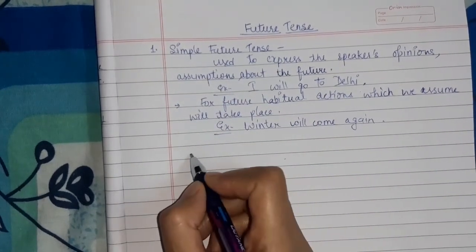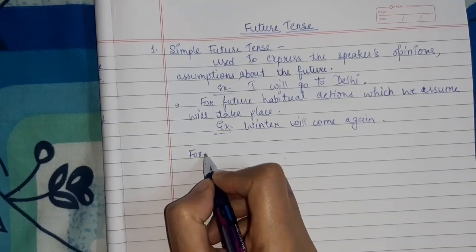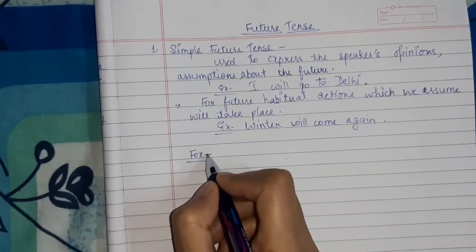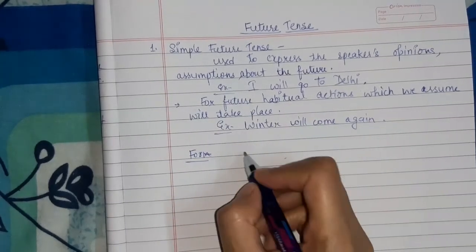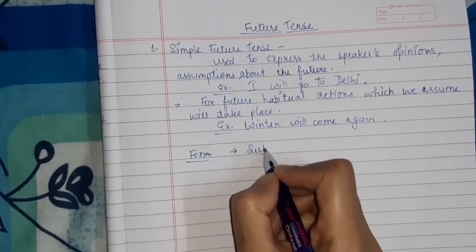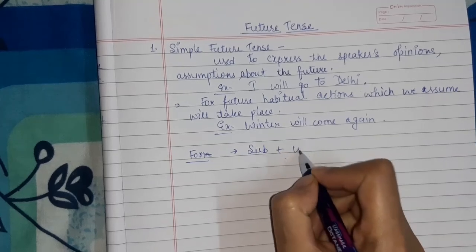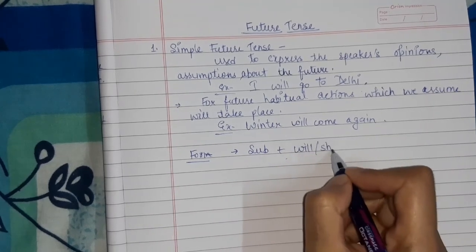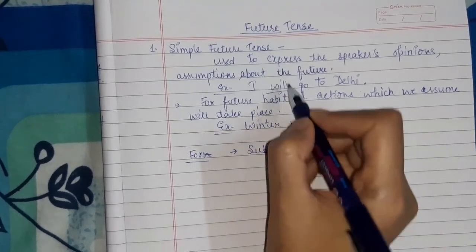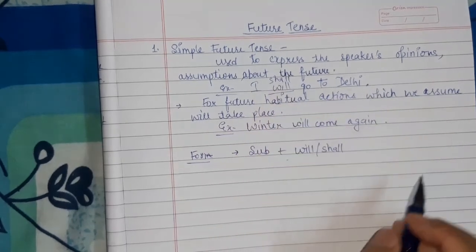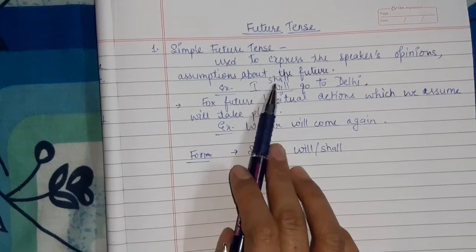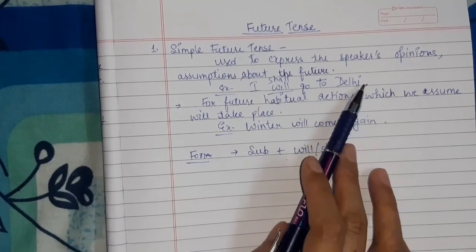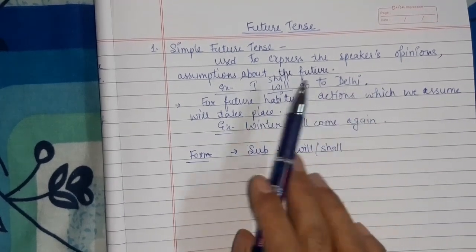Okay, so simple future tense is very easy. Now the form, how we have to write. I think with this example you easily got to know. First the subject will come, which will be a noun or pronoun, and then after that will or shall. So here instead of will I can use shall: I shall go to Delhi. It is better to use shall with I and we, that is, with first person pronouns.